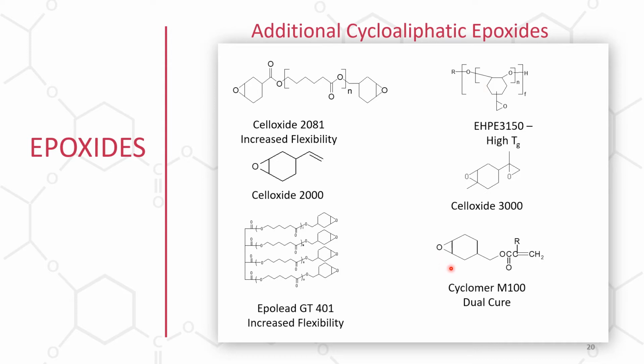Perhaps you need a dual cure, one where you want to combine a free radical system with a cationic cure system, and Cyclomer M100 will give you those properties. Other commonly used cycloaliphatic epoxides are Celloxide 2000 and Celloxide 3000.